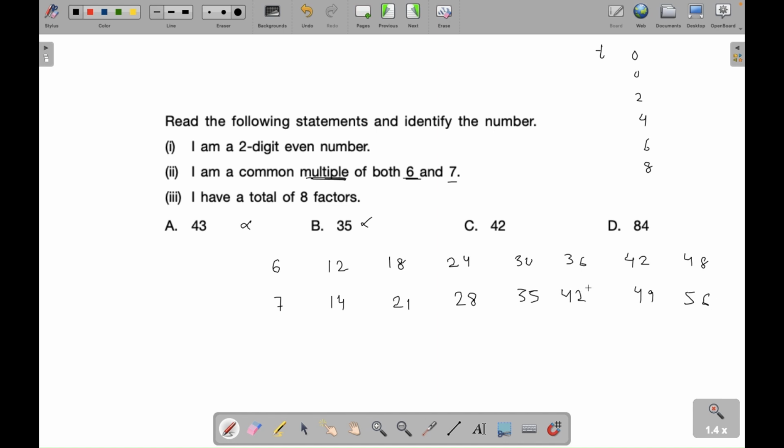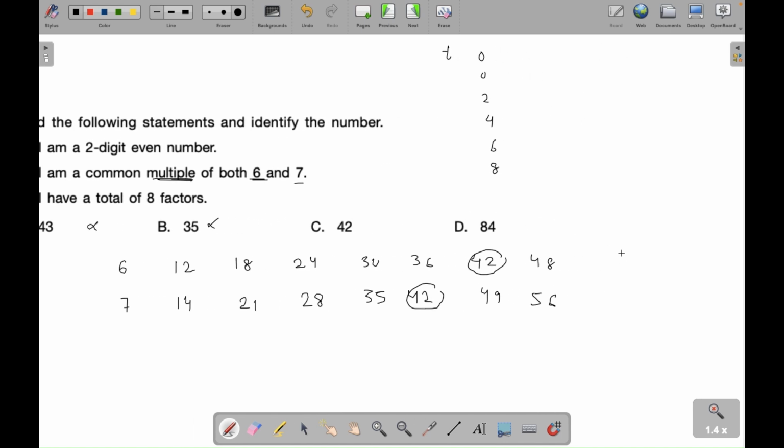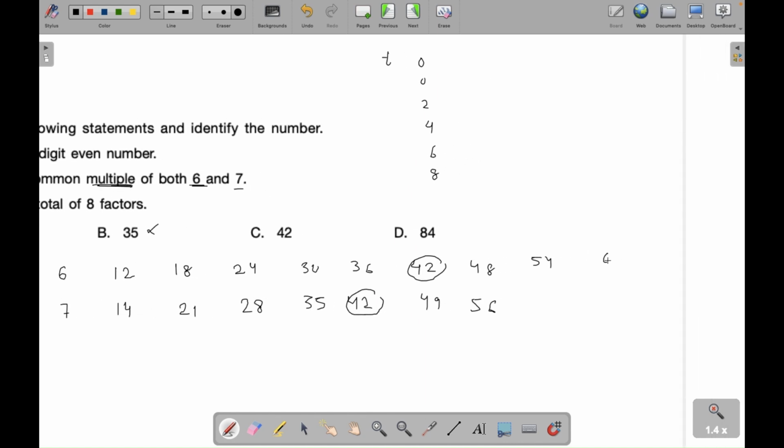So you notice that 42 is a common multiple of both 6 and 7, but it is not limited to 42 only. You can have more common multiples. For example, if you go further, you'll see 6 8s are 48, 6 9s are 54, 6 10s are 60, and if you go even further.